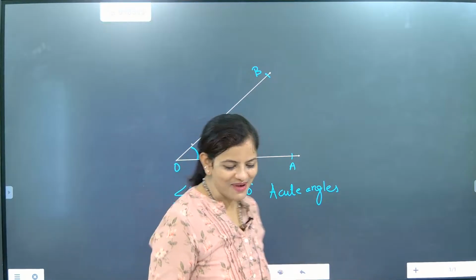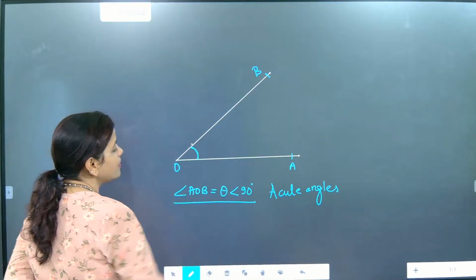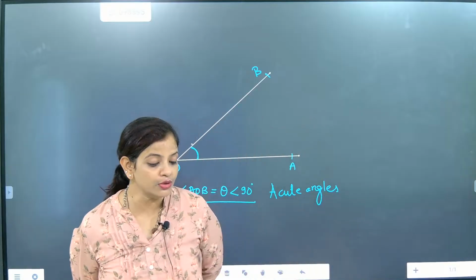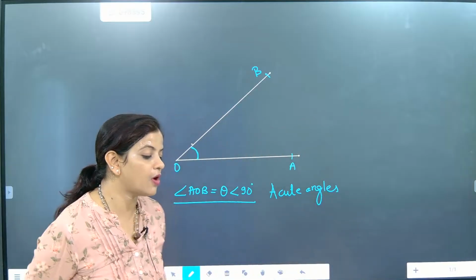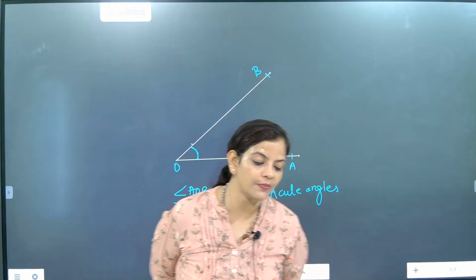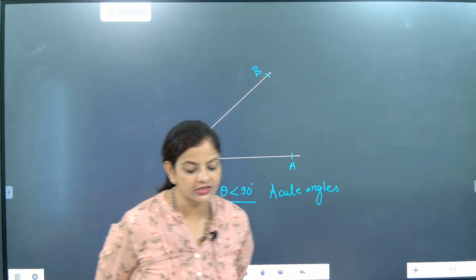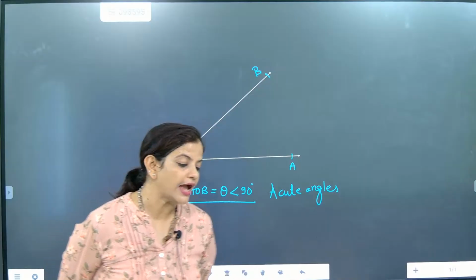Now look here, it will be less than what? It will be 0 to 90 degrees. When we are talking about 0 to 90 degrees, it is considered as what, beta? Acute angle. 0 to 90 degrees is considered an acute angle.